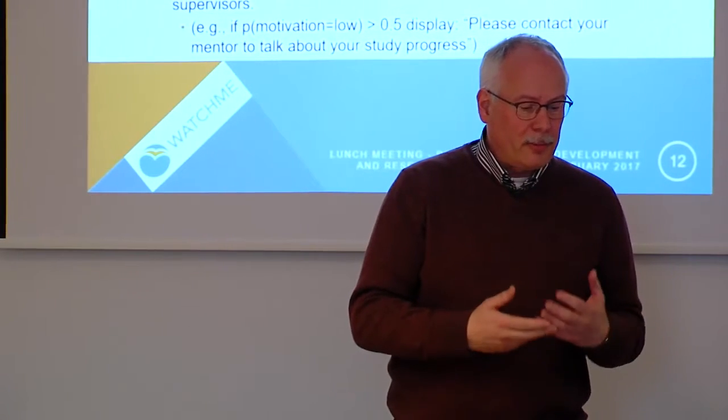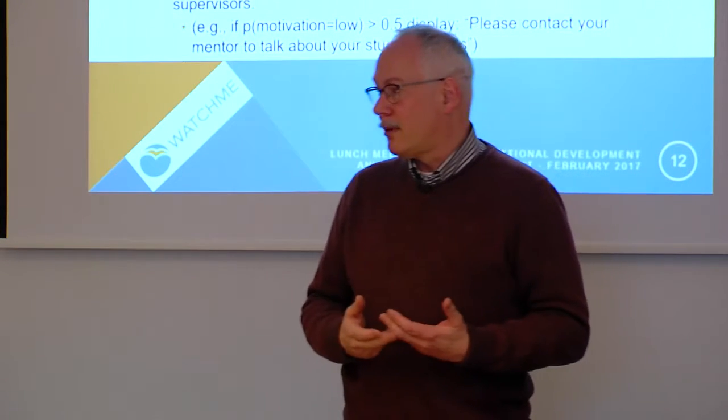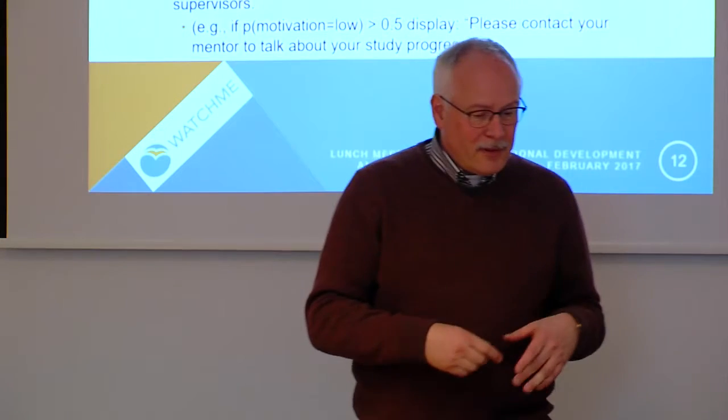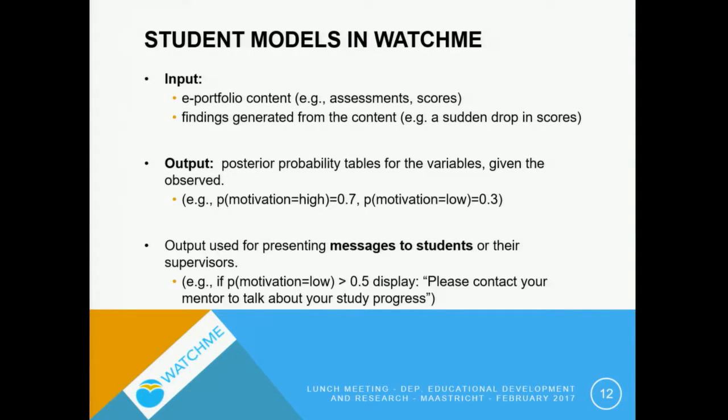Then the output of the student model is a posterior probability. That means that we have a set of variables that represent the student, and for each of the variables we have the posterior probabilities for the state of the student. For instance, we can have a probability of 0.7 that the motivation of a student is high, or 0.3 that it is low, because there are only two states there.